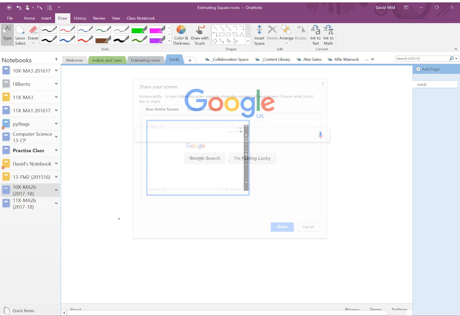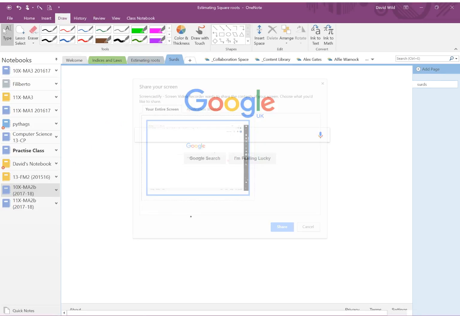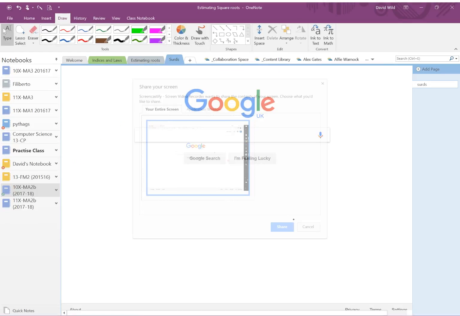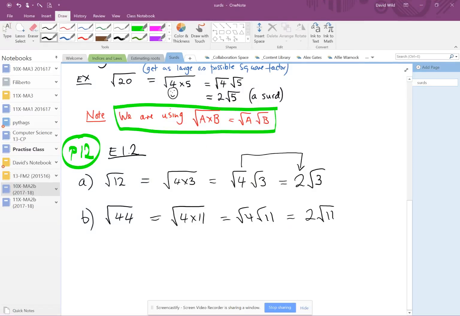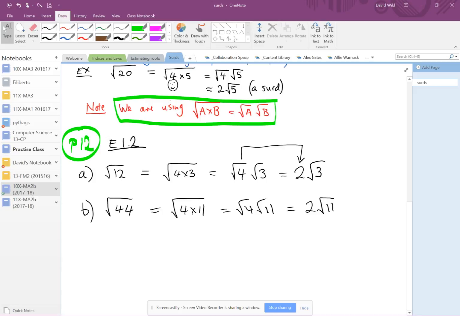Right. Okay. Second one. Root 44. How do we write 44? 4 elevens. Okay. Separate them out: root 4, root 11. Everyone agrees that root 11 is a surd. And root 4 is 2, so this is 2 lots of root 11. Is that all right, everyone? Okay, carry on doing question 1, please.